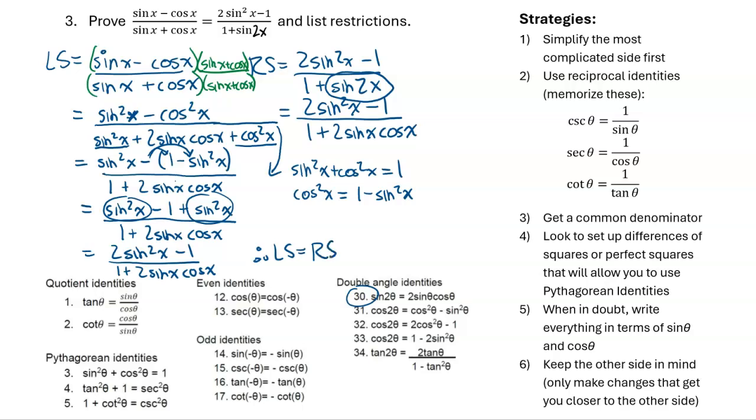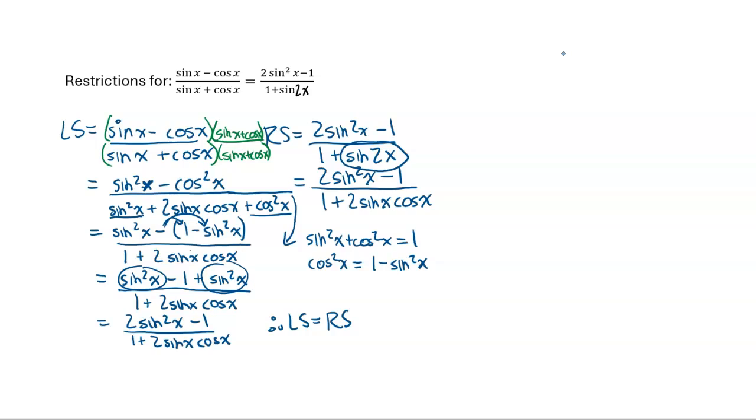We've proven the identity, but we still have to list the restrictions. So this one's a little bit unique in that we have a sine x plus cos x there, and we have a 1 plus 2 sine x in the denominator on the right. Let's deal first with the sine x and cos x. So these cannot be equal to 0. So what that means is that sine x cannot be equal to negative cos of x. Well, let's think about when that's the case.